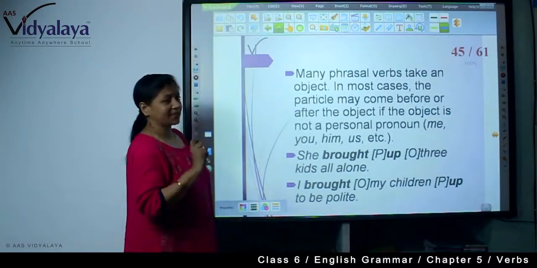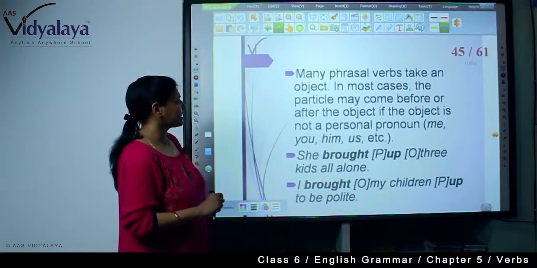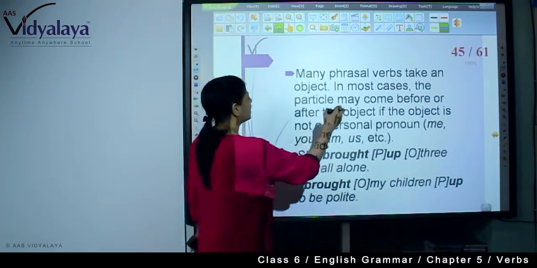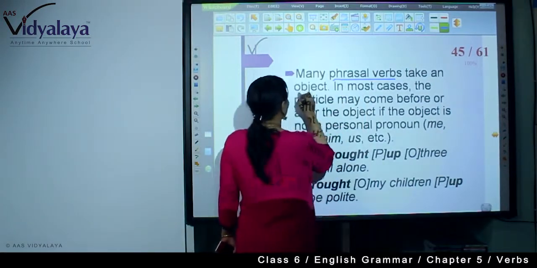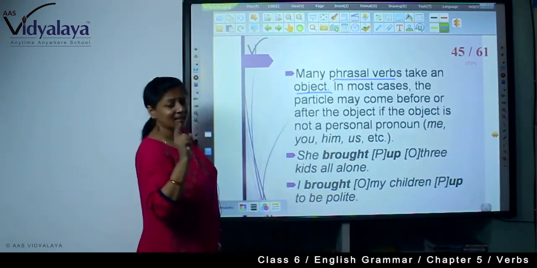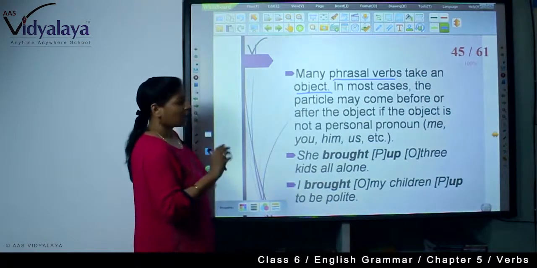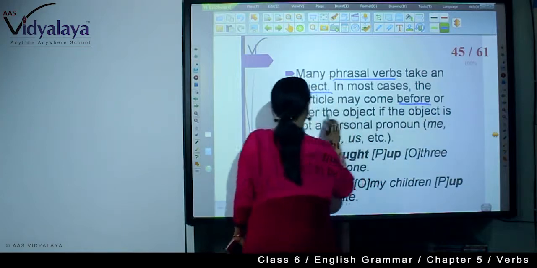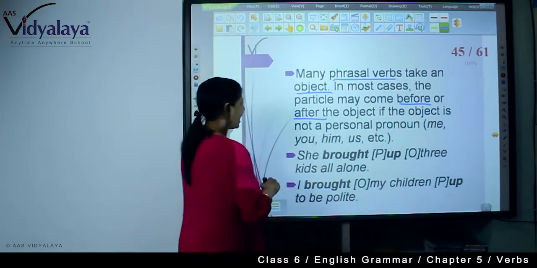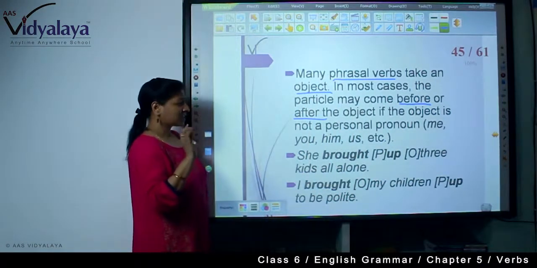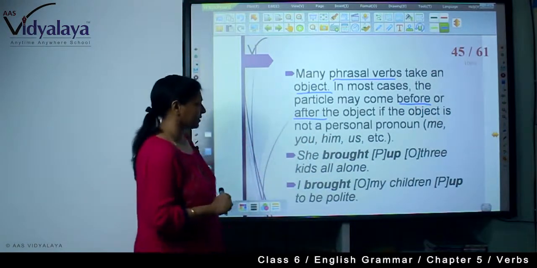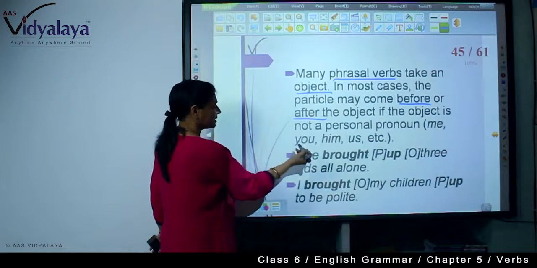Many phrasal verbs take an object. In most cases, the particle may come before or after the object. See, many phrasal verbs have object. That means these are transitive. And object can come before or after. And if the object is not a personal pronoun like me, you, him, etc., what happens?